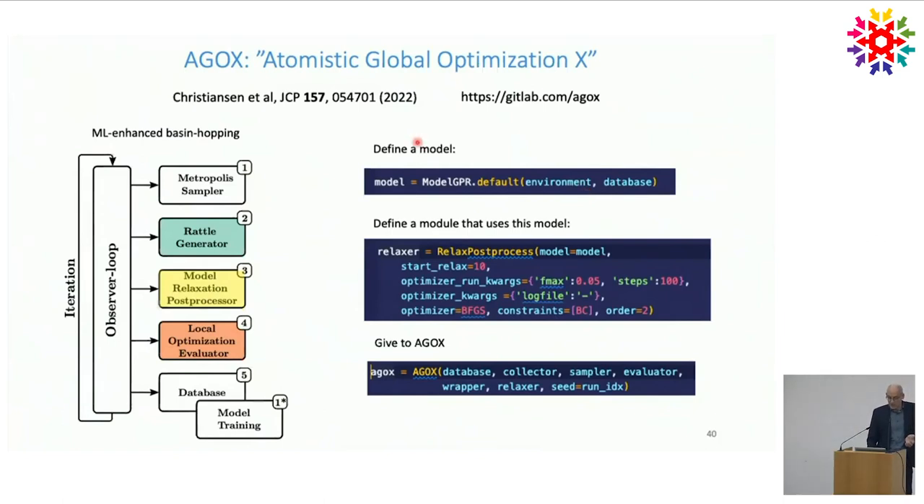So if you use this AGOX library, you can put together whatever optimization algorithm you want with whatever elements you want, whether it has the machine learning or not, by simply putting these modules one after the other. The next one here is one that relaxes in the model landscape, and the final one is the one that sets up the whole simulation. And you have just been using the upper one.